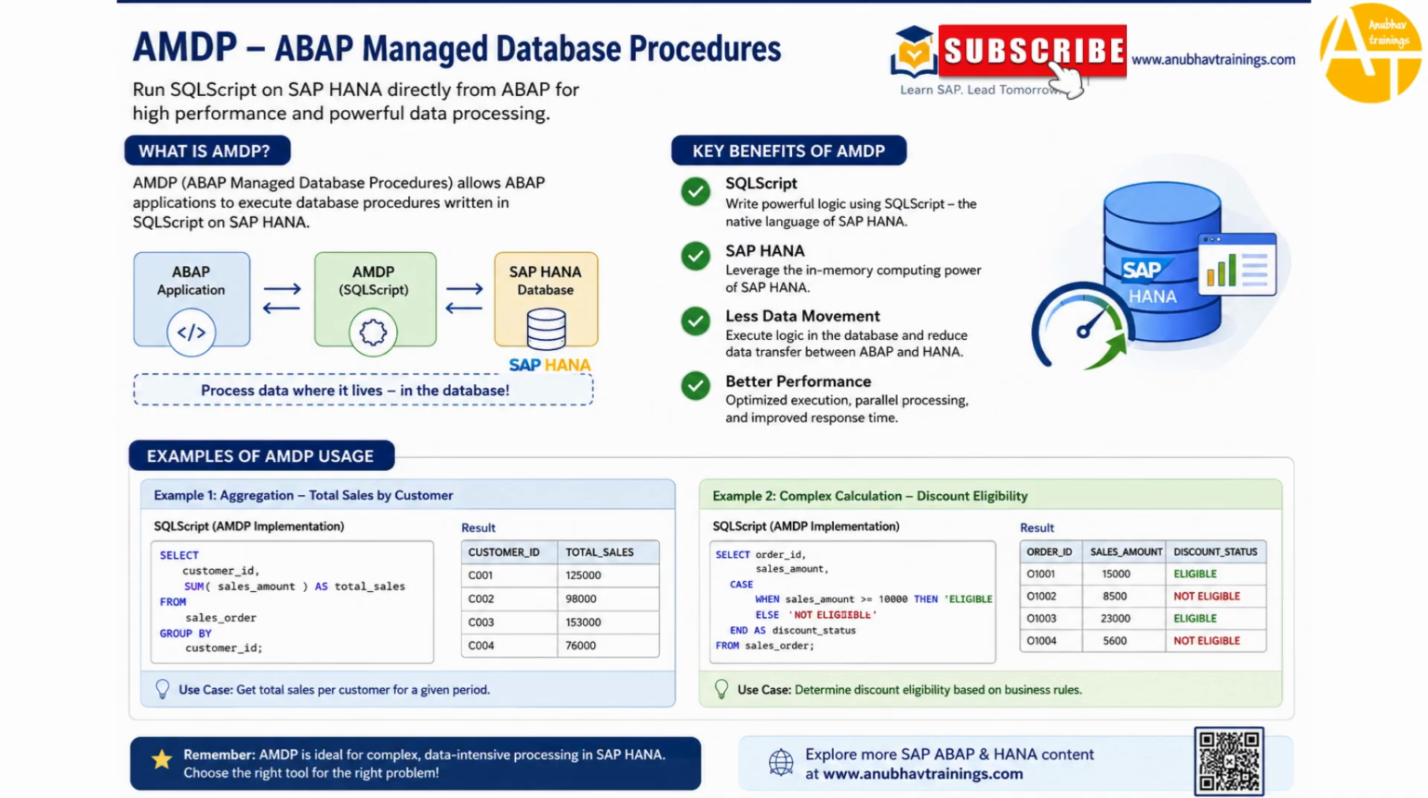Let's get started. AMDP allows ABAP applications to execute database procedures using SQLScript directly on SAP HANA. The key idea is simple: process data where it lives, in the database. This can reduce data transfer between ABAP and HANA and improve performance for suitable workloads.